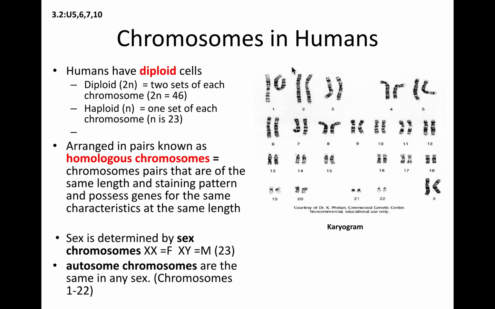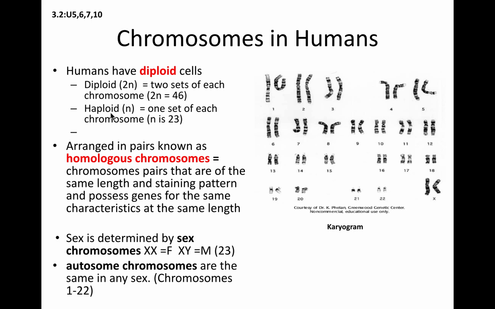Okay, so let's focus on chromosomes in humans. When we talk about chromosomes, and you might remember these terms from 10th grade, we have diploid cells. Diploid cells means that each cell in our body has 2 sets of each chromosome. We usually define that as 2n. So 2 times n would be the amount of chromosomes if it was haploid.